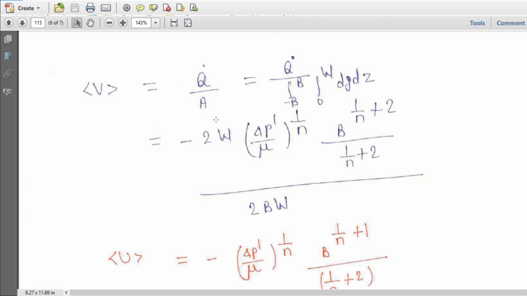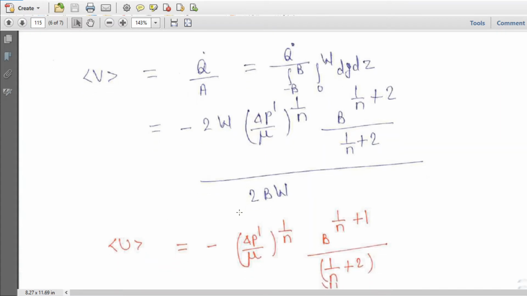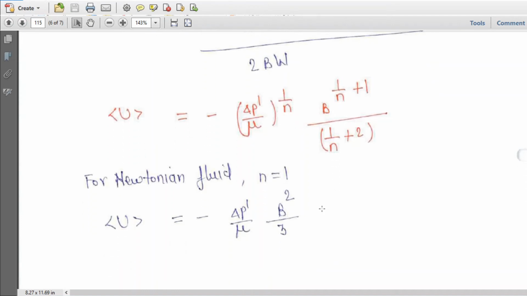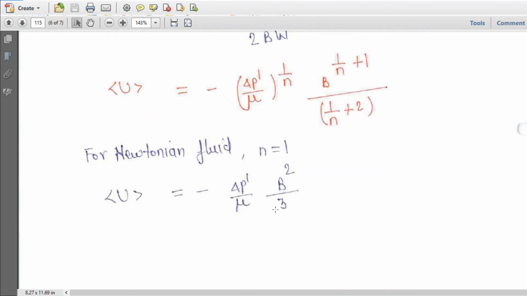Average velocity is q by A, so we have already calculated q. A is the integral from minus b to b, 0 to w, of dy dz. So average velocity comes out to be minus delta p dash upon mu to the power 1 by n, b to the power 1 by n plus 1 divided by 1 by n plus 2. For a Newtonian fluid, n equal to 1, so your average velocity is minus delta p dash upon mu, b square upon 3.